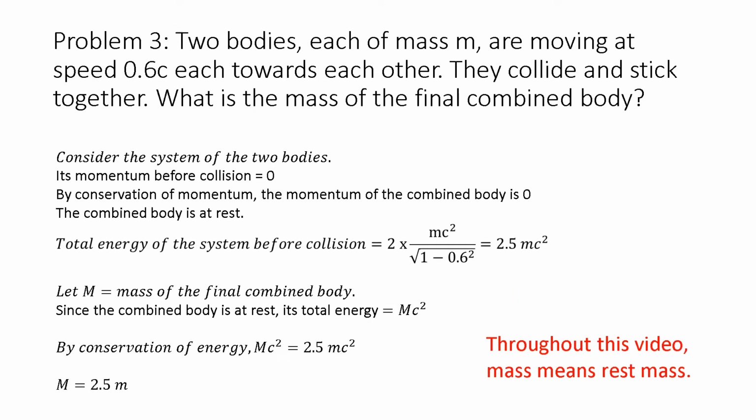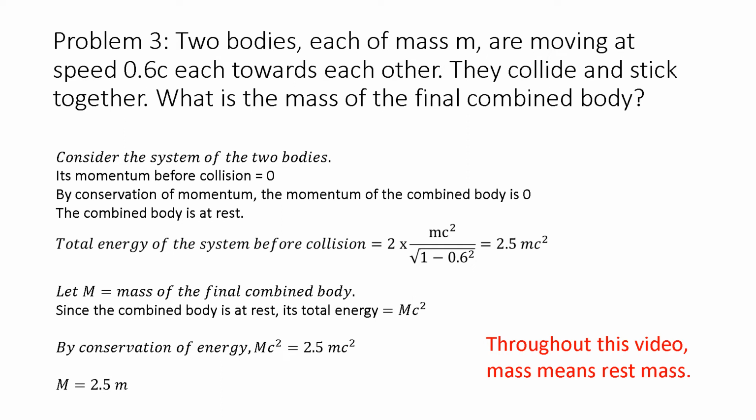Consider the two bodies as our system. The momentum of the system before collision is 0. This is because both bodies have the same mass and their velocities are equal in magnitude but opposite in direction. So by conservation of momentum, the momentum of the final combined body also will be 0, which means the combined body is at rest.